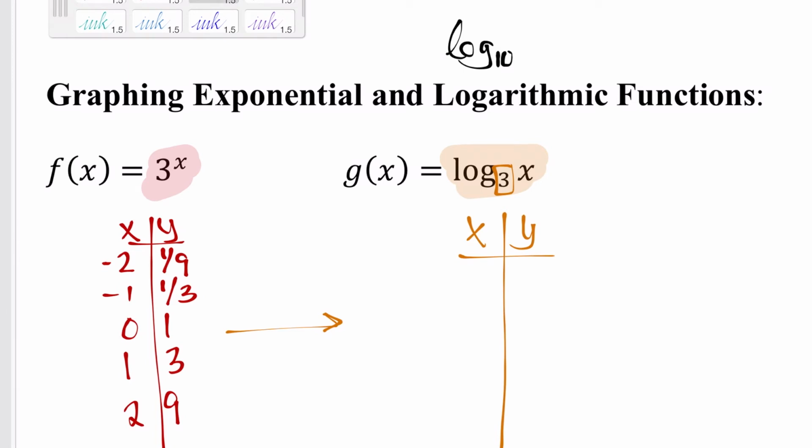So if you have something where you can plug in a 3 for the base of your log, you can plug in 1/9, 1/3, 1, 3, and 9. And your y values will all end up being -2, -1, 0, 1, and 2. Because they are inverses of each other, that means our x and y values are inverses. They switch, they trade places.